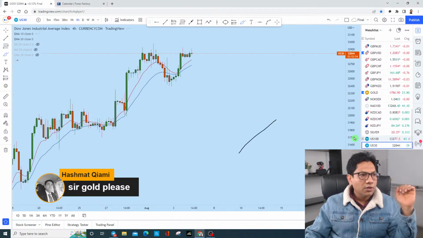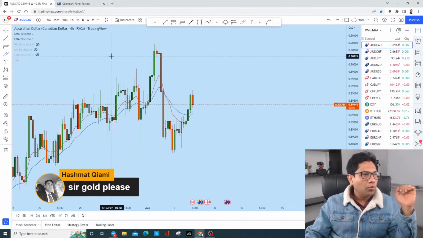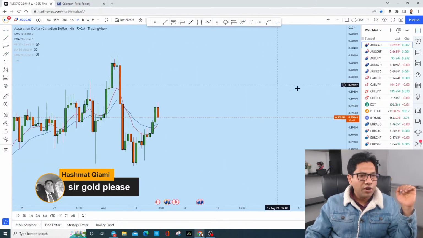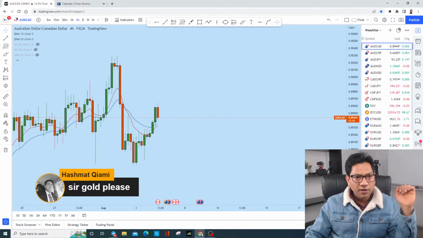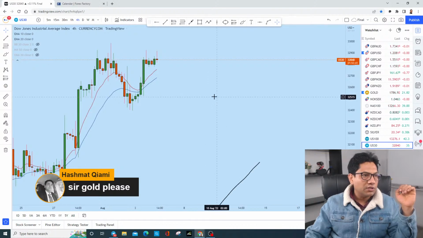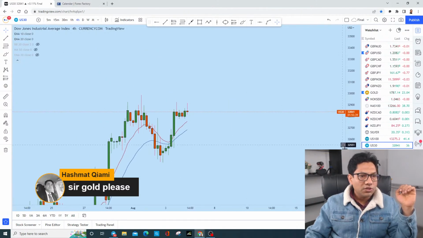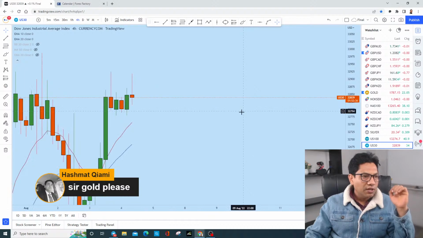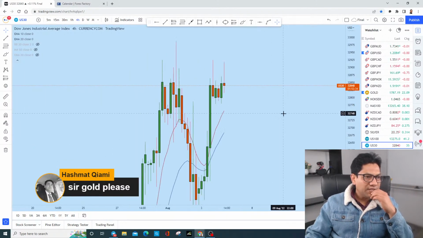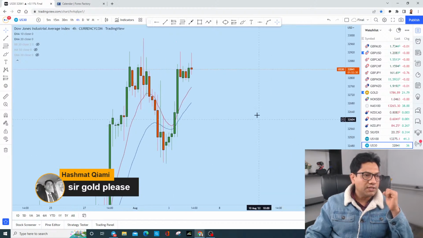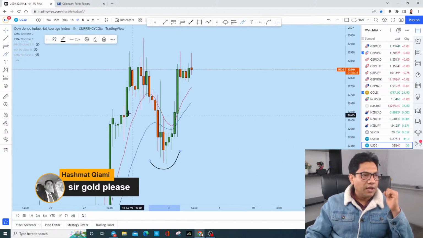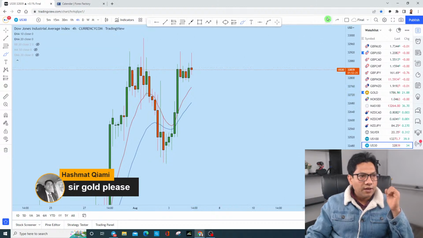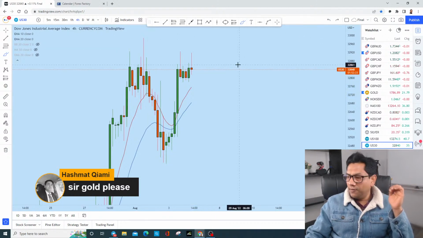US30. Okay, so US30 basically is bullish. I have already posted a trade on US30 in our VIP channel, just before starting this live session. So to me US30 is bullish. The reason is, first of all, if you look at price action on US30, you can see that an inverted head and shoulders has been created. Now this is the 4 hour.